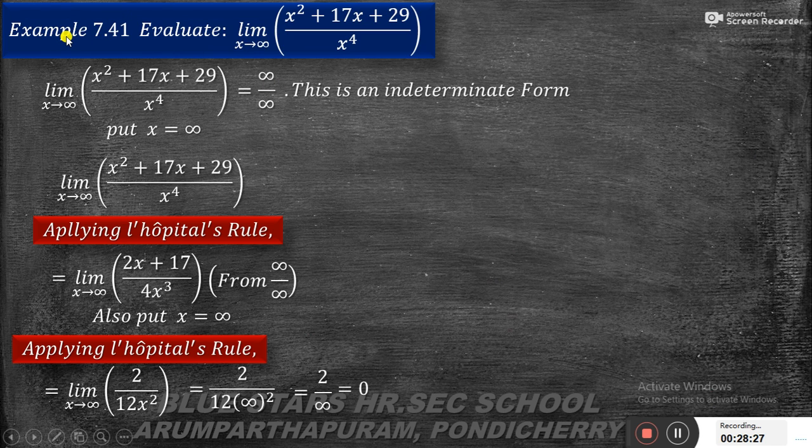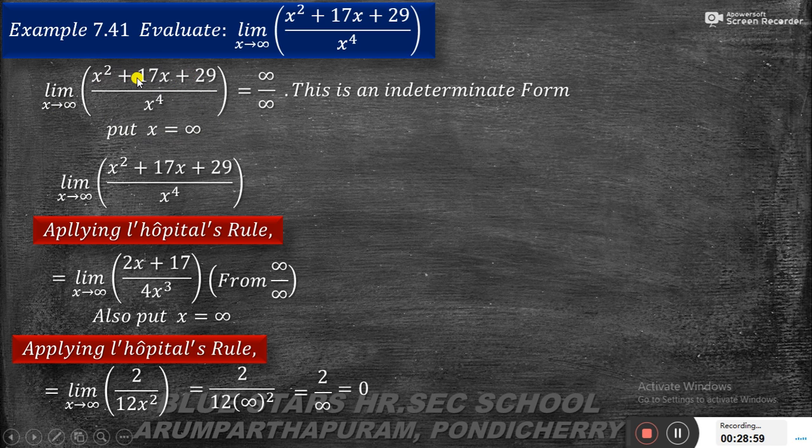Next we discuss example 7.41. Evaluate limit x tends to infinity, x square plus 17x plus 29 by x power 4. Evaluate means we find the answer for this limit. So I write the given limit. Since x tends to infinity, I substitute x equal to infinity throughout the expression.